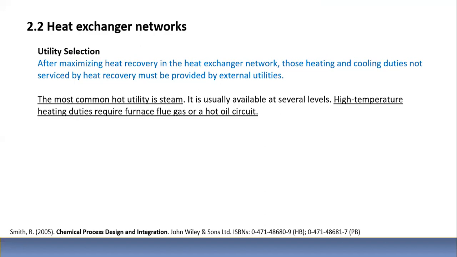It means after maximizing heat recovery in the heat exchanger network, those heating and cooling duties not serviced by heat recovery must be provided by external utilities, just like we said: using steam to supply the QH minimum, using cooling water to withdraw waste heat in a given process. The most common hot utility is steam. It is usually available at several levels. High temperature heating duties require furnace, flue gas, or a hot oil circuit.